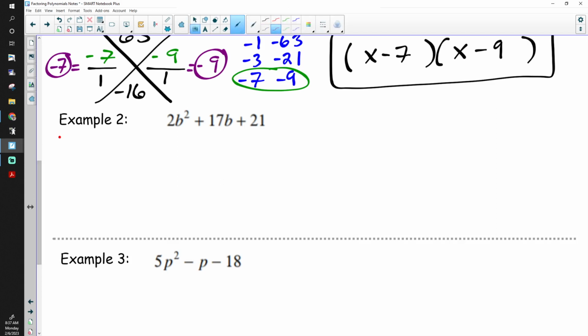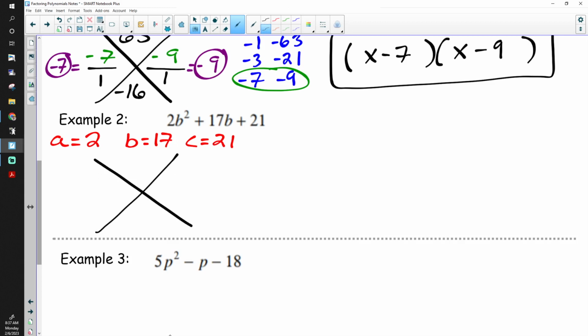Starting with our a, b, and c. What is a? 2. b is 17, and c is 21. Beautiful. Draw your X. Okay, take a second. Fill out the X. a times c on top, b on the bottom. Don't forget to divide both sides by whatever a is.